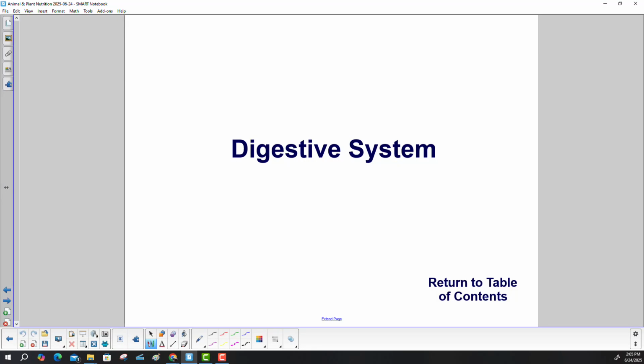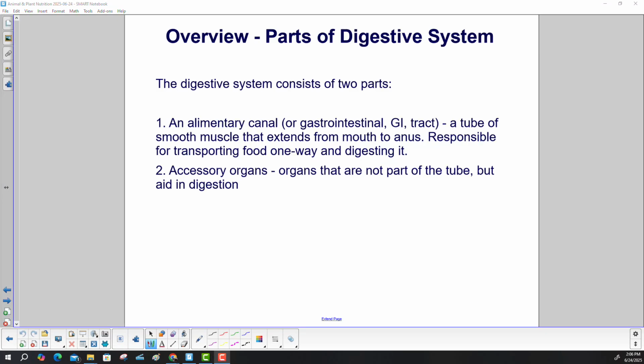Digestive system. The digestive system consists of two parts. One, an alimentary canal, or gastrointestinal, or GI, tract, a tube of smooth muscle that extends from mouth to anus, responsible for transporting food one way and digesting it. Two, accessory organs, organs that are not part of the tube but aid in digestion.